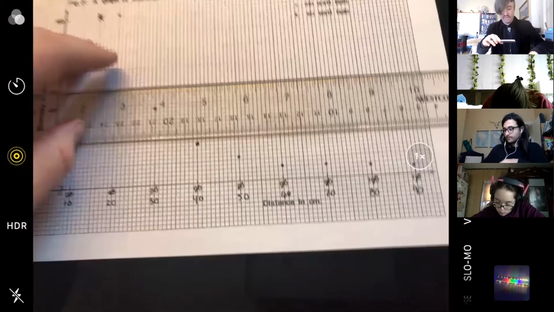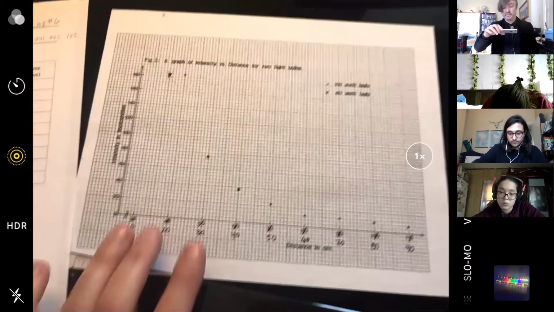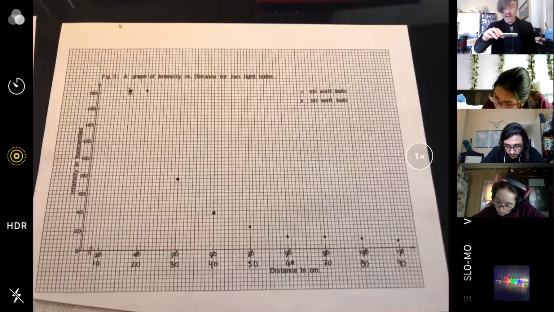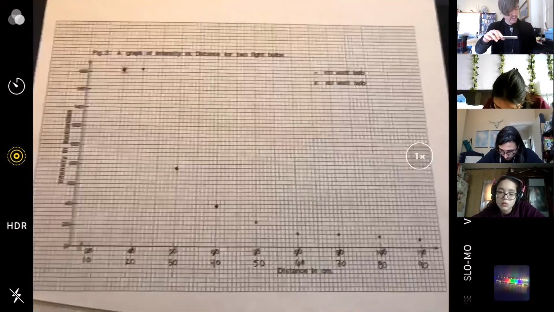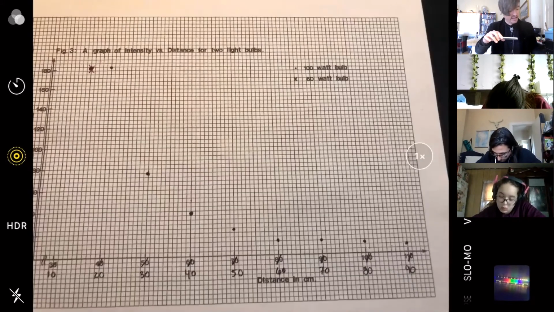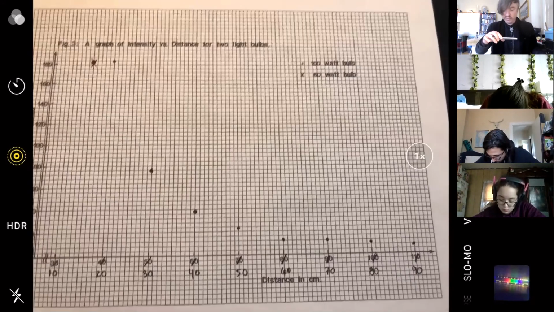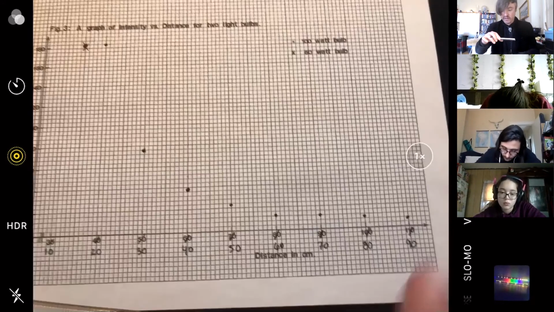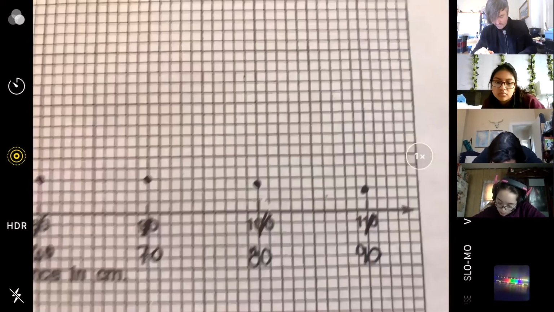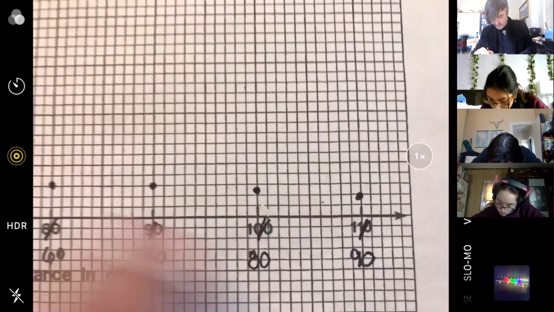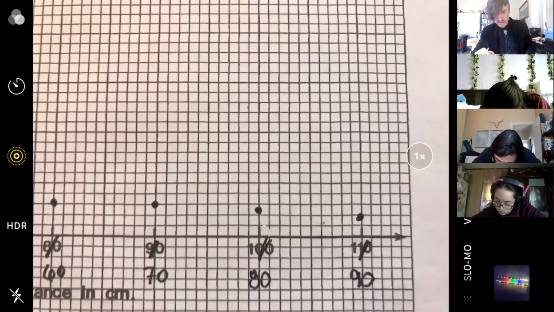And this is our graph. Can you guys see that? What is the last two? The 80 was 9 lux and 90 centimeters was 7 lux. So this is 9 and that's 7. 9 is just above 8. Okay. 7 is just below 8.